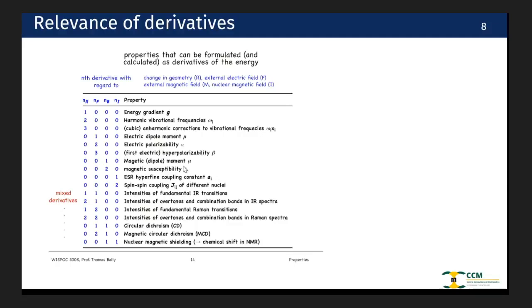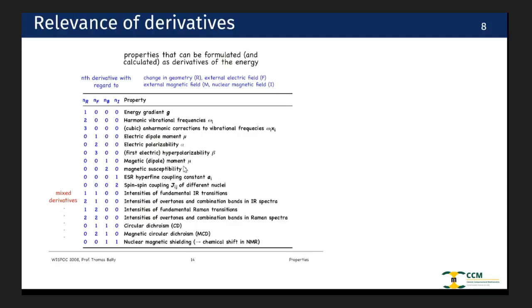So that would be the second spatial derivative. But what's maybe not as obvious is that you can differentiate the total energy with respect to an external field and get the dipole moment of the system. You can calculate the dipole moment the traditional way. That would be an integral of the electron density of the system. But formally, it's also a derivative.